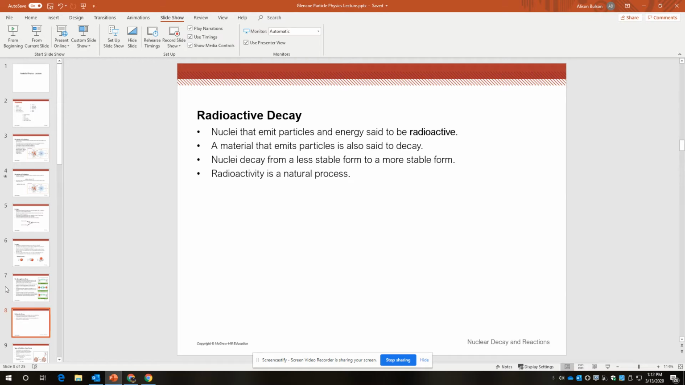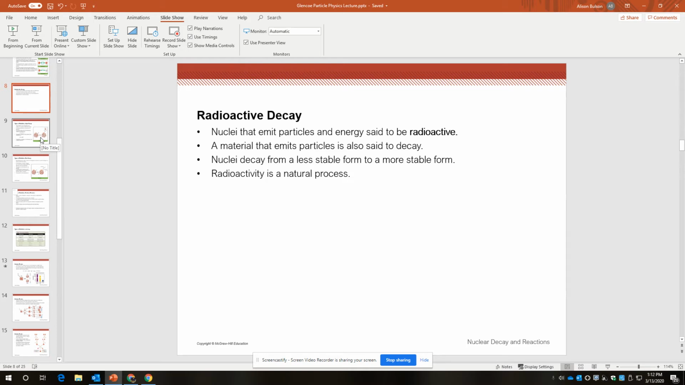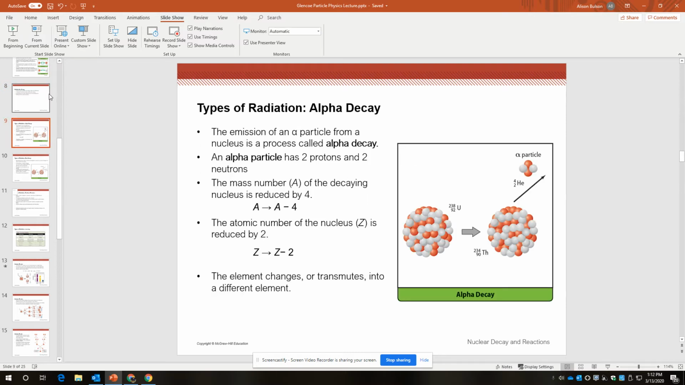And it's important to note that radioactivity, although the name is a bit upsetting to some of us, is a natural process. It's certainly a process that people have messed with here and there through science and engineering, but it's a natural process.